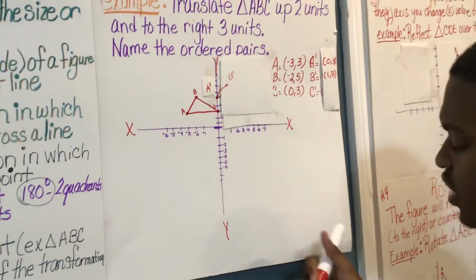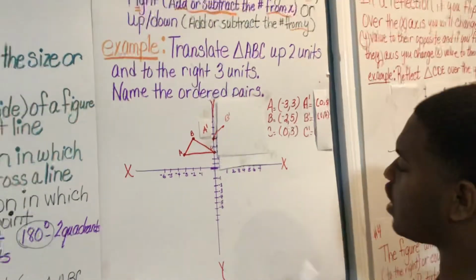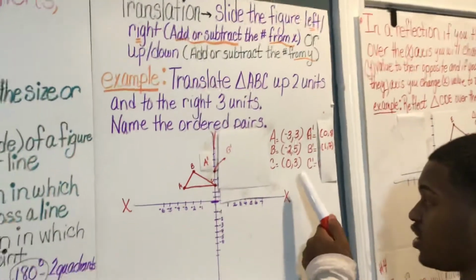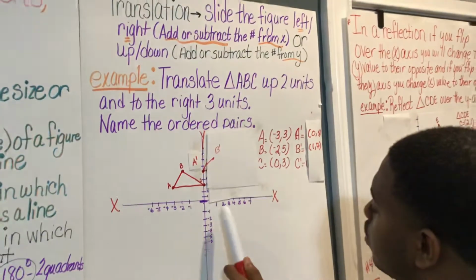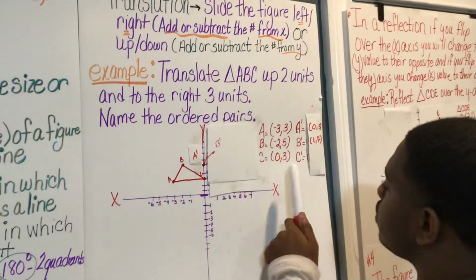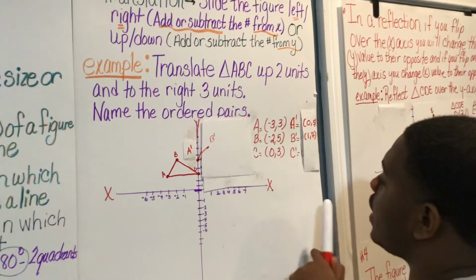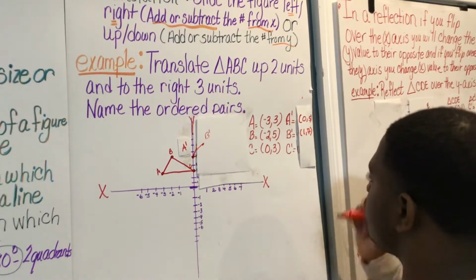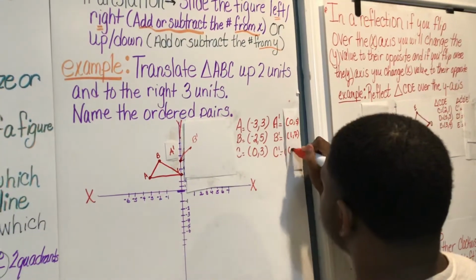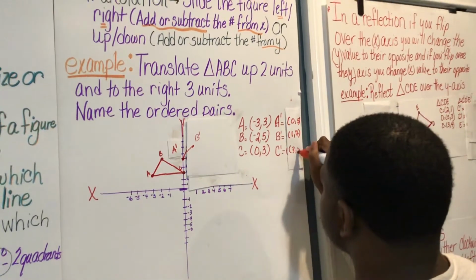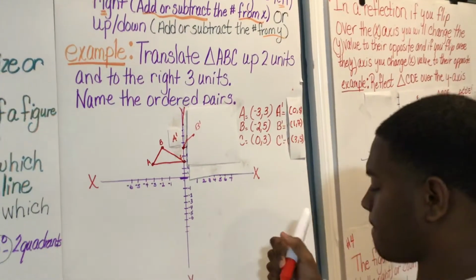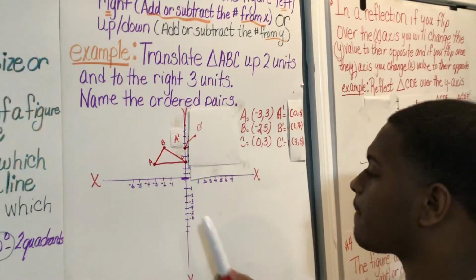And now for C prime, we have C, regular C, 0, comma 3. 1, 2, 3. And then up 2 on the Y. So that's 3, comma 5. Will you use your pointer for me, please, and show me where you got the 3, 5 again?